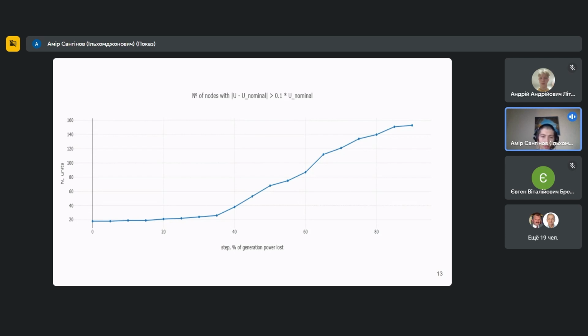For your reference, the total number of nodes is 987, including 413 not under Ukrainian control, and also including the generation nodes, leaving us with a total of 417 load nodes for this case study, which means 36% of the load nodes will be left with insufficient voltage levels at 90% power lost.